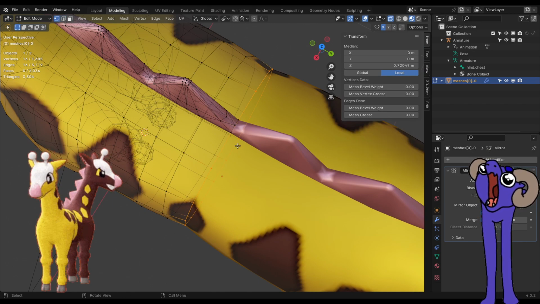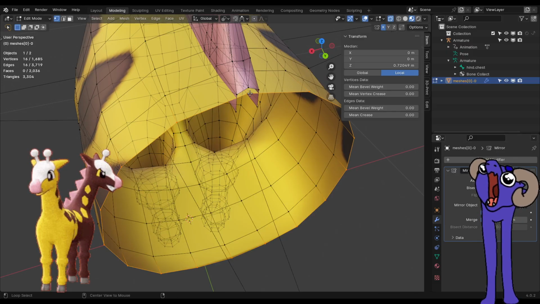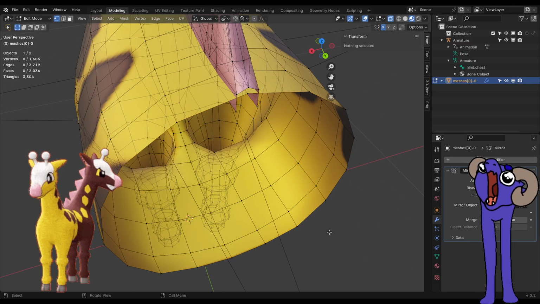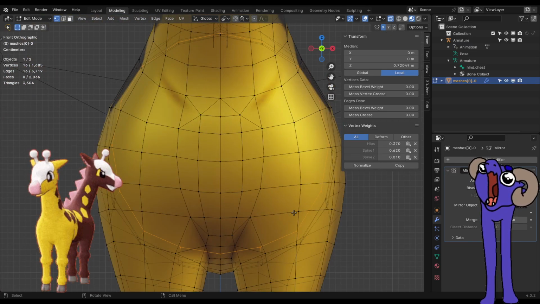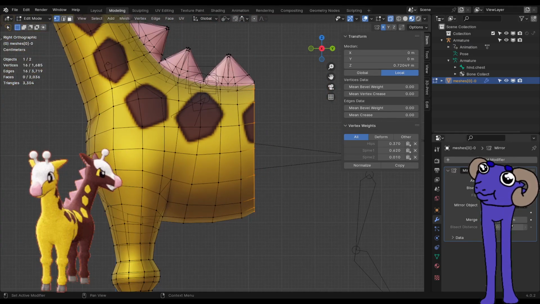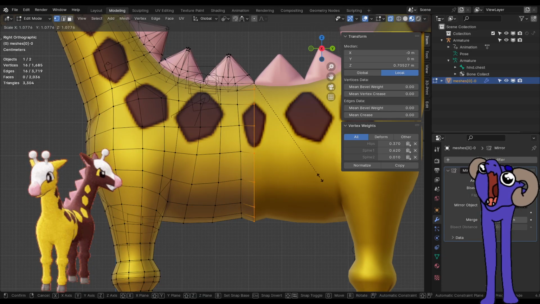So let's hide you a second. Oh, heck. I want to select all of this and grab you, because that's the point where I want to be expanding this from. I want the stomach to be less of a dent.